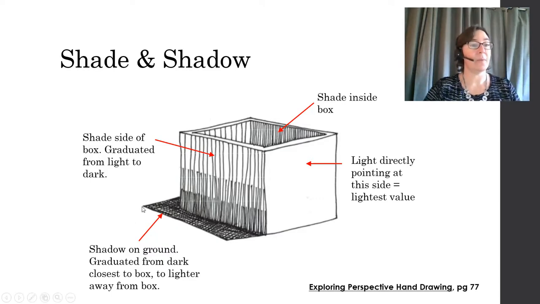On the ground, we have the shadow. Remember, the shadow is cast by the object. The shade is part of the object. The shadow is not. The shadow is on the ground, and it's graduated from darkest right next to the box to a little bit lighter. This is not showing much lighter, but a little bit lighter away from the box. And finally, inside the box, we've got some shade also.